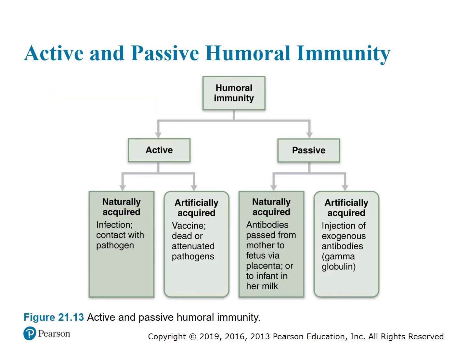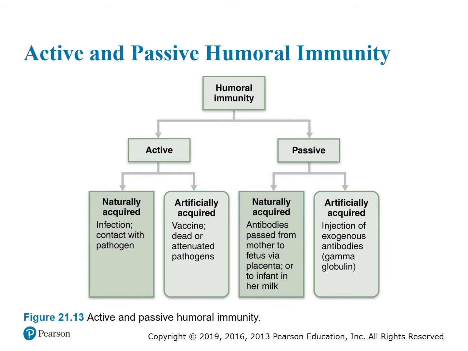So figure 21.13, active and passive humoral immunity. So humoral immunity, there's active and passive. So if we look at active, naturally acquired, this is when you get sick with a natural infection because you're in contact with that pathogen, and you develop immunity to it. Artificially acquired is through vaccination, where you get dead or attenuated pathogens, so changed in some way.